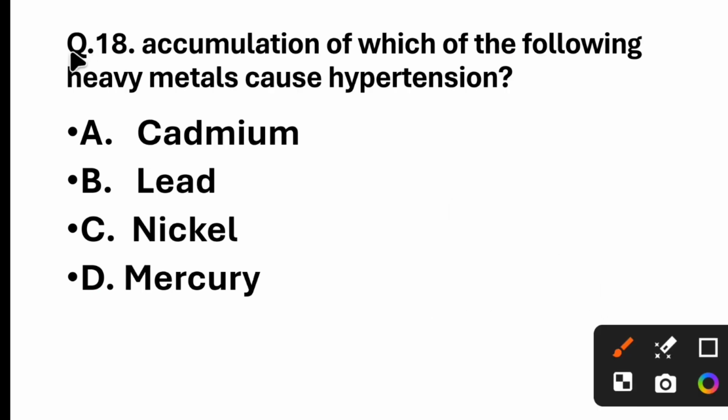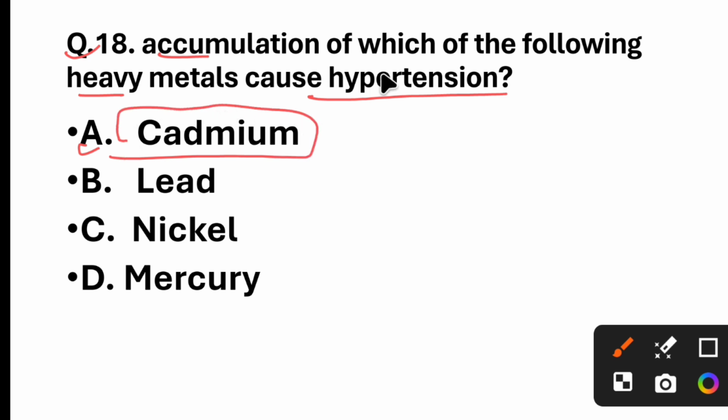Question number 80. Accumulation of which of the following heavy metals causes hypertension? Answer option A, cadmium. Cadmium has adverse effects on human health. It impairs the function of enzymes in the body, thereby causing hypertension. Cadmium is also known as a cause of cardiovascular disease.